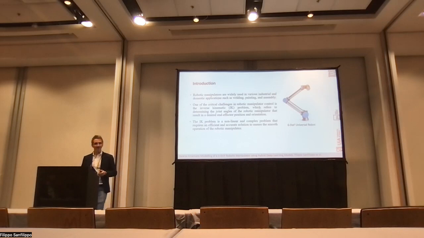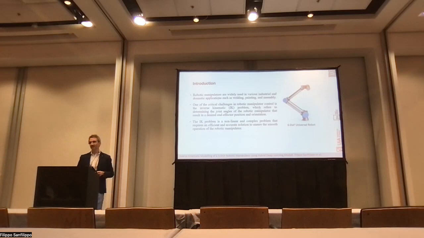I assume that the audience in the room actually knows about inverse kinematics, but just to summarize the idea here, when we operate a robotic arm, normally we have a target position or a target velocity, and we need to set the joint angles of our robotic arm. So we have a Cartesian target, a position or velocity in the Cartesian space, and we need to transform this into joint angles or joint velocities for the robot.